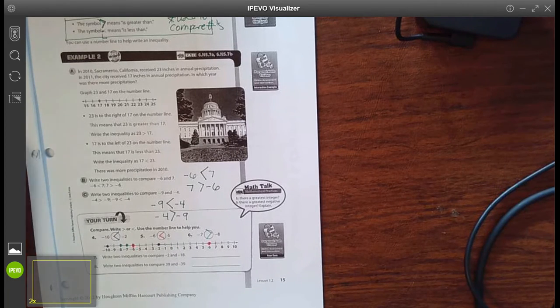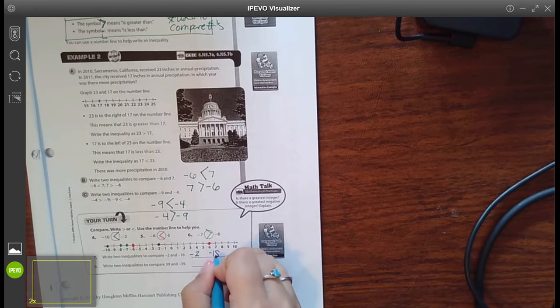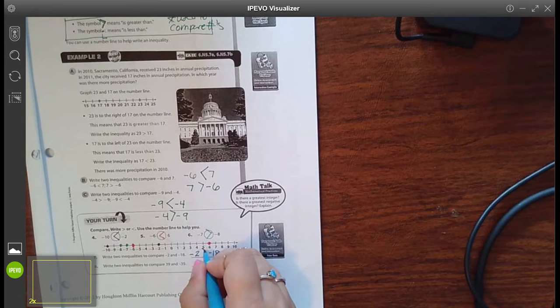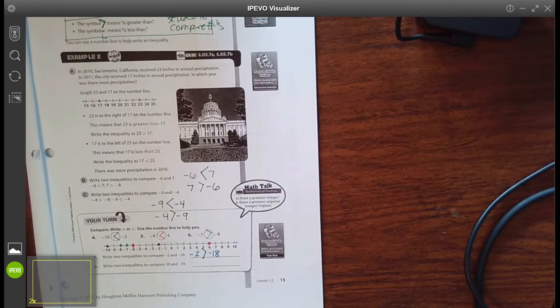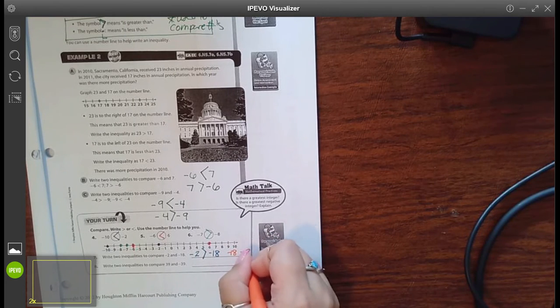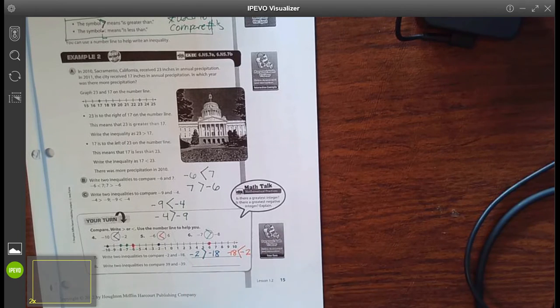Now, if they asked you to write two different inequalities representing these scenarios right here, negative 2 and negative 18, which sign did you put between them? Well, negative 2 is greater. Okay. And then to write it the other way, you would have put negative 18 first this time and negative 2 second, but the greater than sign is still facing the negative 2, the great big alligator mouth, the great big open end. Okay, negative 18 is less than negative 2, and negative 2 is greater than negative 18.